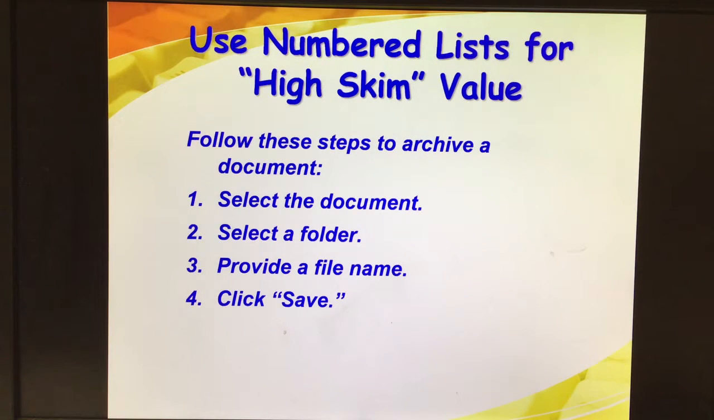But if you've got more than three items, it's generally better to either enumerate those or to use some kind of bullet points. And I mentioned, of course, today, if there is significance to the order or the steps. For instance, in this example here, you've got four steps that should be followed. Select a document, select a folder, provide a file name, click Save. The fact that you enumerate these, that you give it a numbered order here, just emphasizes the fact that there are steps to be followed here.